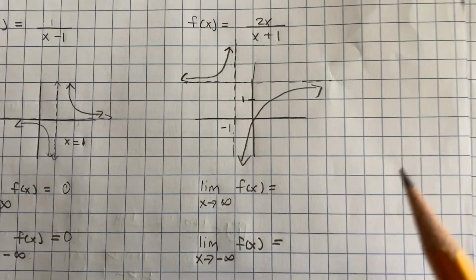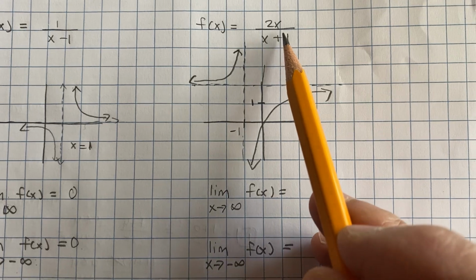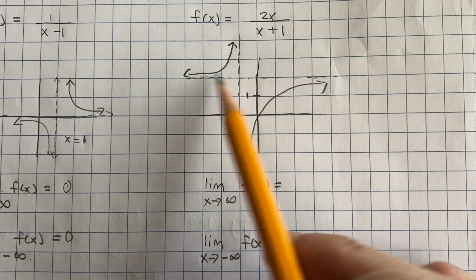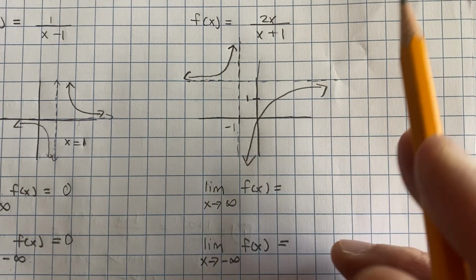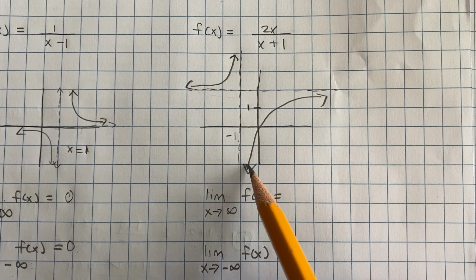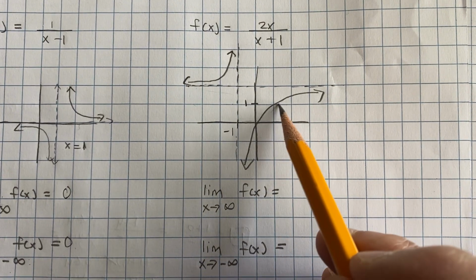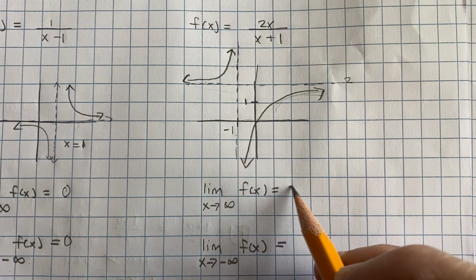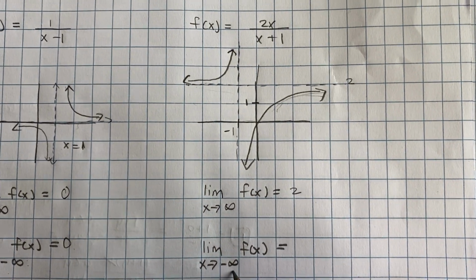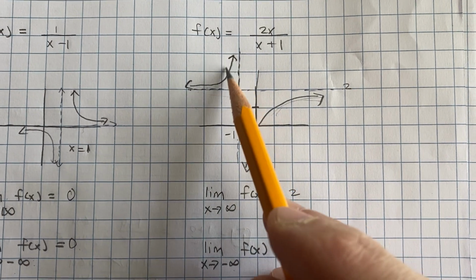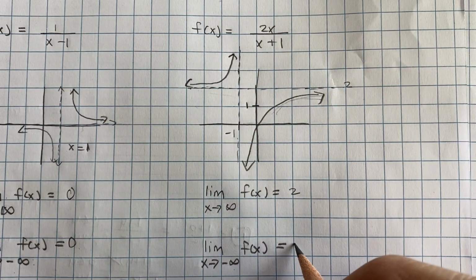Now, what about this graph right here? Again, the vertical asymptote is x is equal to negative 1. And here, of course, remember, I have a horizontal asymptote as well. So if I ask you what is the limit as x approaches infinity, well, going to the right, it looks like the curve is going to go to 2. What about the limit as x approaches minus infinity? Well, going this direction, it looks like the curve is also going to approach 2.